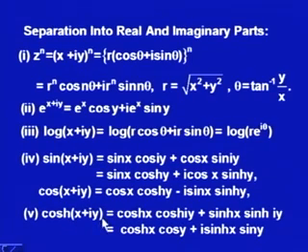Cos hyperbolic (x + iy) is equal to cos hyperbolic x cos hyperbolic iy plus sin hyperbolic x into sin hyperbolic iy, again making use of the definitions which we have already given for hyperbolic functions. I write cos hyperbolic iy as cos y. So, real part of this function is cos hyperbolic x cos y, and from here we get the imaginary part as i sin hyperbolic x into sin y. So, this is how we can separate out the real and imaginary parts of some elementary functions.